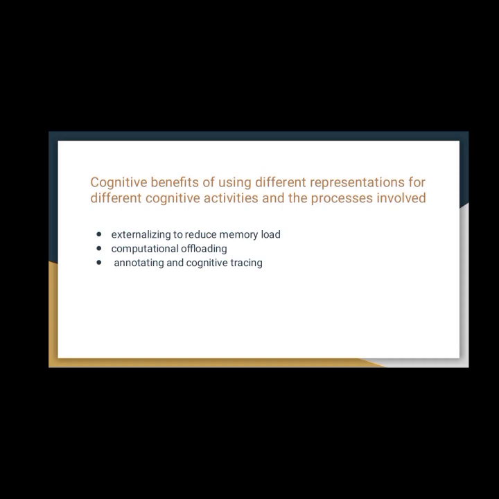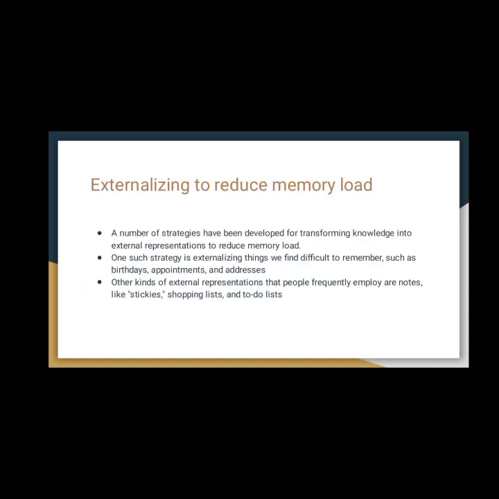The processes involved are externalizing to reduce memory load, computational offloading, annotating, and cognitive tracing. So first is externalizing to reduce memory load. A number of strategies have been developed for transforming knowledge into external representations to reduce memory load. One such strategy is externalizing things we find difficult to remember, such as birthdays, appointments, and addresses.